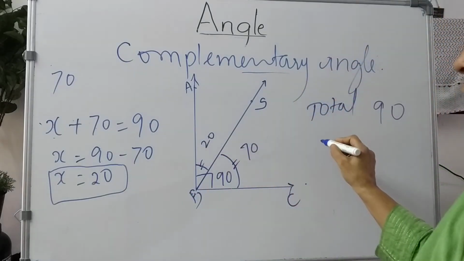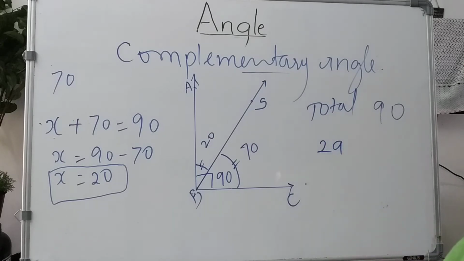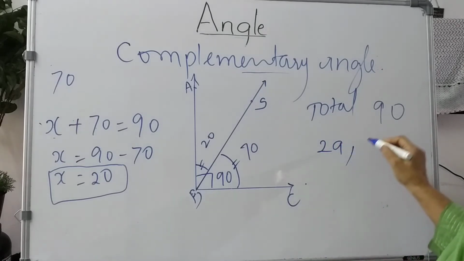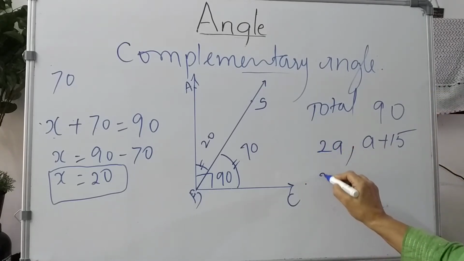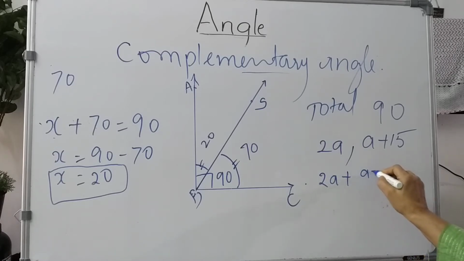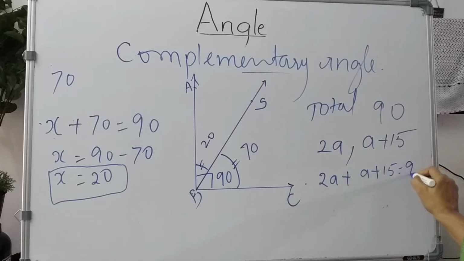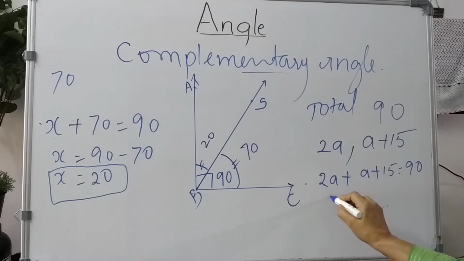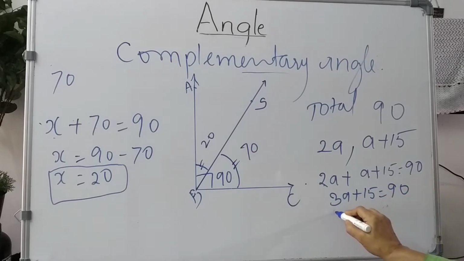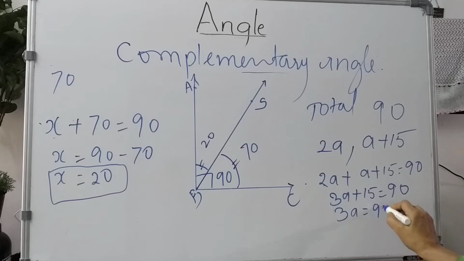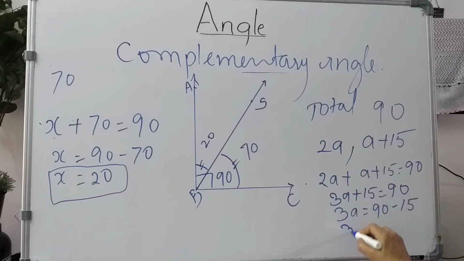Now supposing it is given one angle is 2A and the other angle is A plus 15. So what you have to do, add 2A plus A plus 15 is equal to 90. Now 2A plus A, 3A plus 15 is equal to 90. Now 3A is equal to 90 minus 15. 3A is equal to 75 and A is 25.